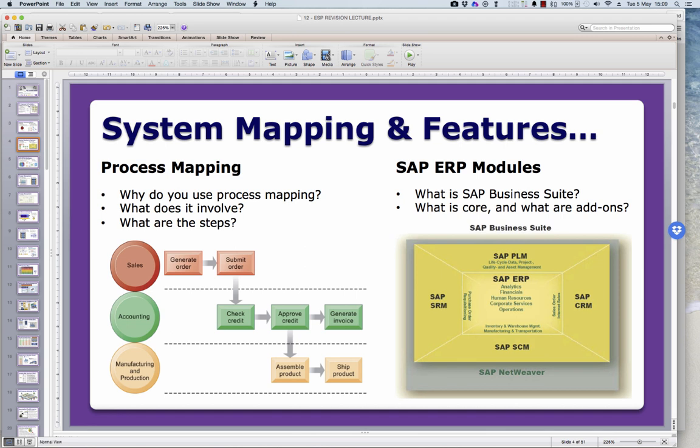after the approval of credit, the product is put through the shop floor, and then finally it'll be shipped at the end, and accounting then get back involved and generate an invoice sent to the customer.